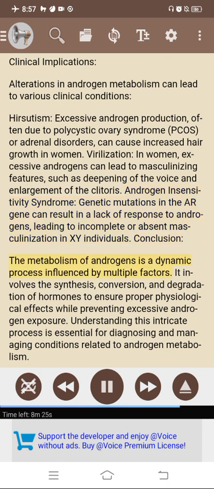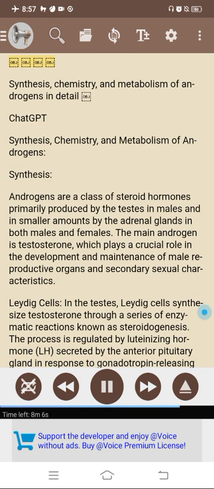The metabolism of androgens is a dynamic process influenced by multiple factors. It involves the synthesis, conversion, and degradation of hormones to ensure proper physiological effects while preventing excessive androgen exposure. Understanding this intricate process is essential for diagnosing and managing conditions related to androgen metabolism.